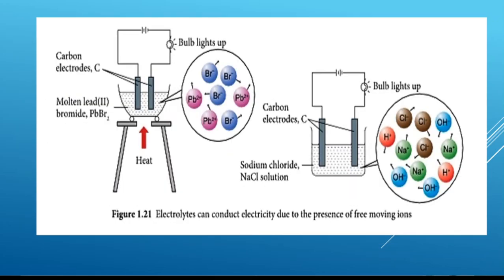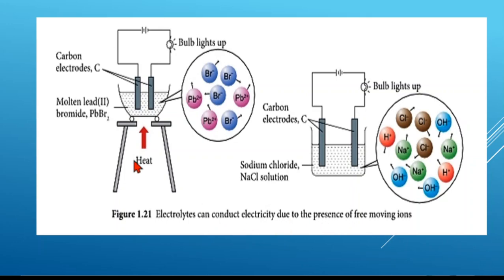So this is: electrolytes can conduct electricity due to the presence of free moving ions. So kamu kena ingat, electrolytes adalah substance that can conduct electricity. Syarat dia mesti mengandungi ion dan the ions are free to move. Faham? Kalau ion itu not free to move, so dia tidak boleh conduct electricity.